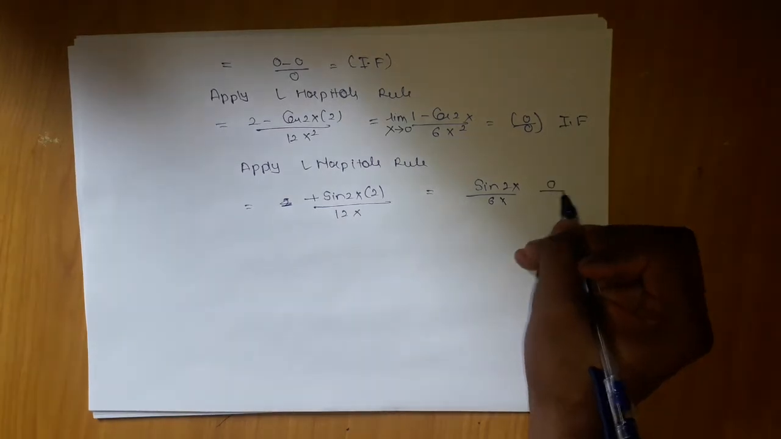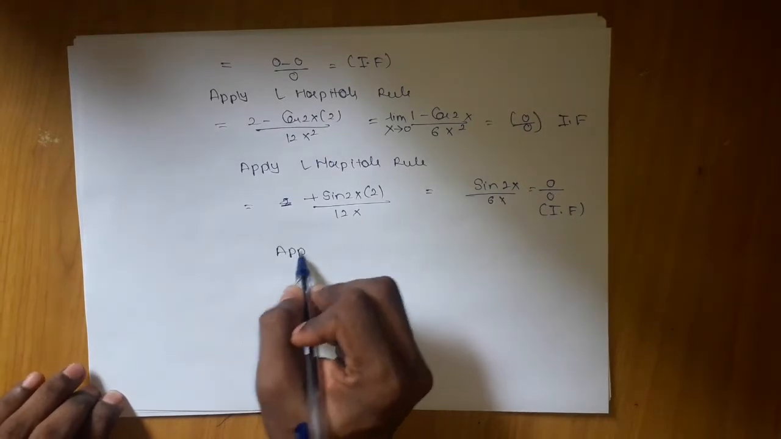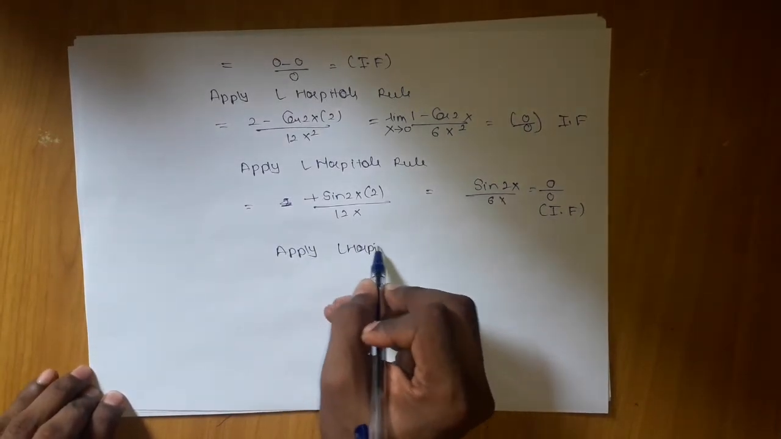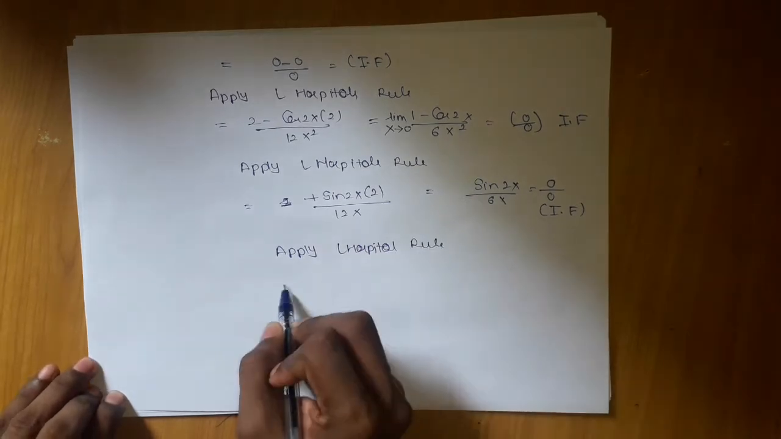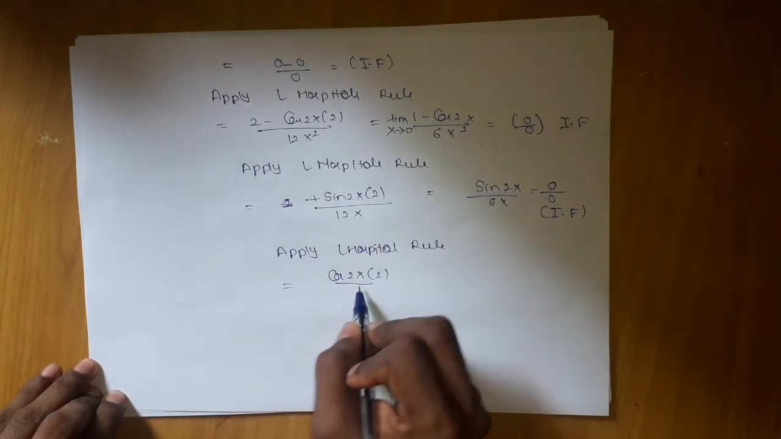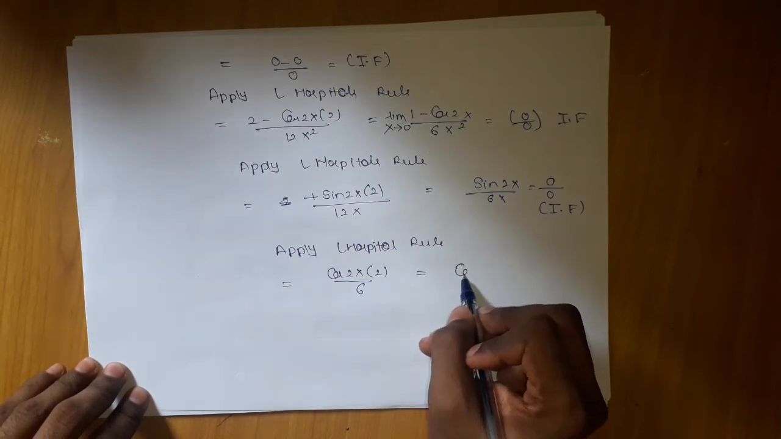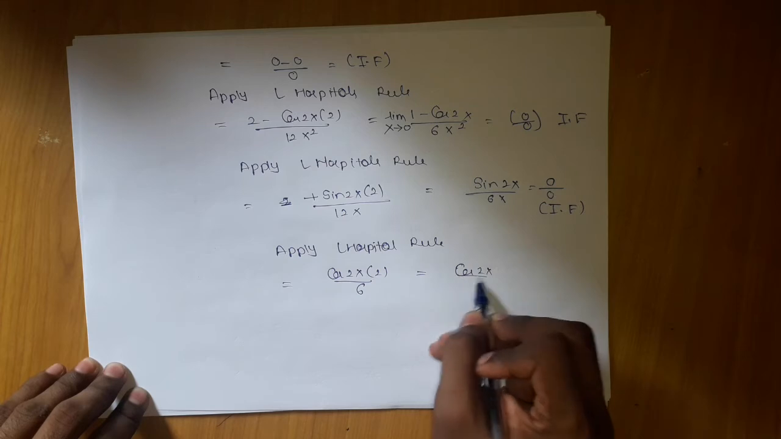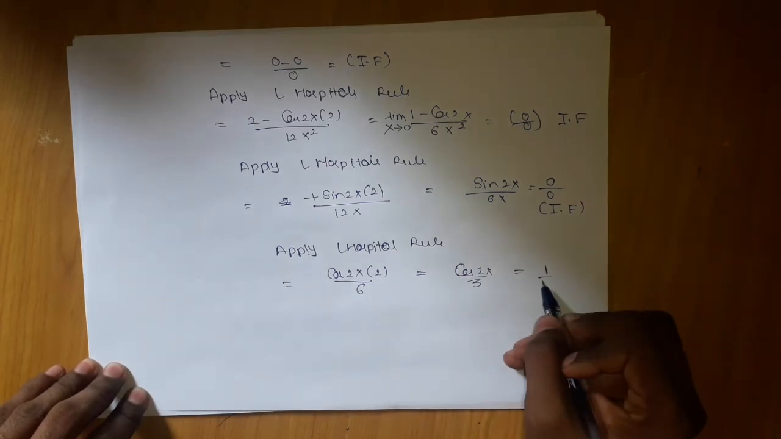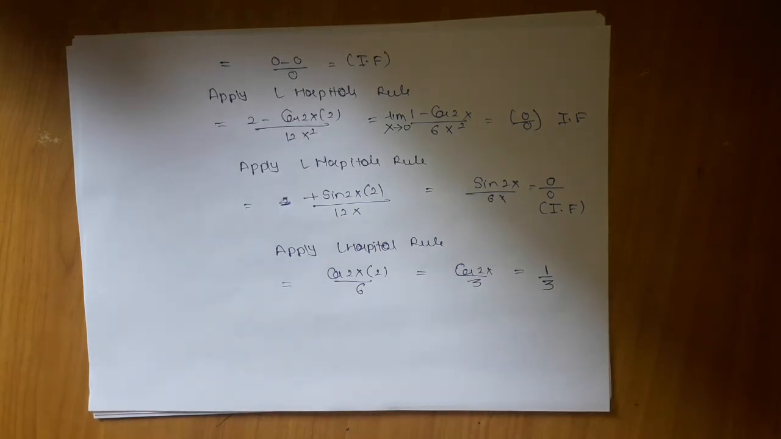Now you can substitute, and you are again getting 0 by 0 form, which is indeterminate form. Apply L'Hopital's rule again. What you are getting is cos 2x into 2 by 6, which is nothing but this 2 will cancel out this 6, leaving cos 2x by 3, which finally gives me 1 by 3 if I substitute. So this is our answer. You have to write the statement again and mention that it is equal to 1 by 3, and you will get the complete marks.